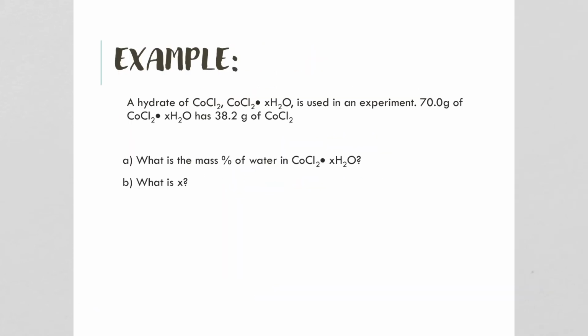So we'll work our way through a second example. So this time we have a hydrate of cobalt 2 chloride is used in an experiment. 70 grams of cobalt 2 chloride XH2O has 38.2 grams of cobalt 2 chloride. So the question is, what is the mass percent of water in this compound, and then what is X? So we have to do the same format as the last time to figure out the amount of the hydrate.